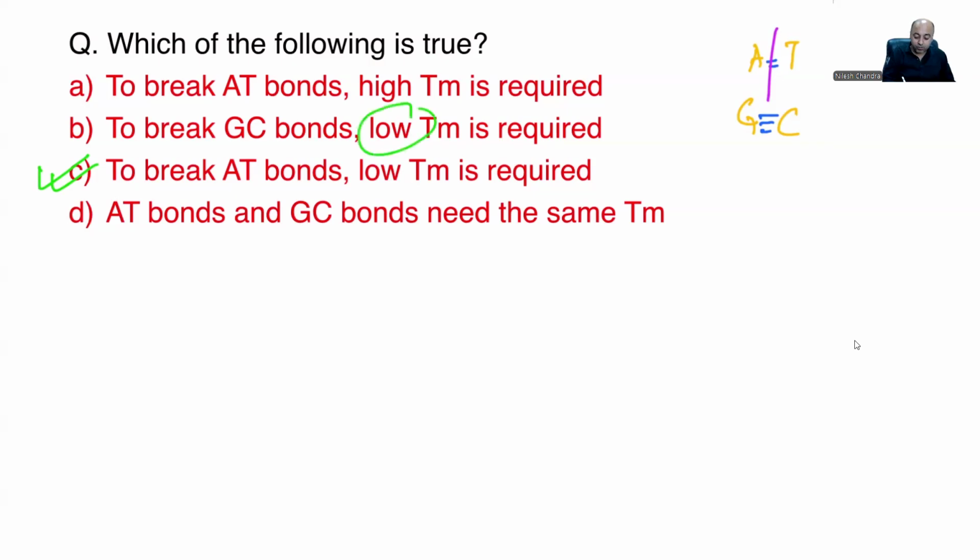To break GC bonds, you would actually require higher TM. So this is really not correct. Here you require low TM, and this is also not correct.